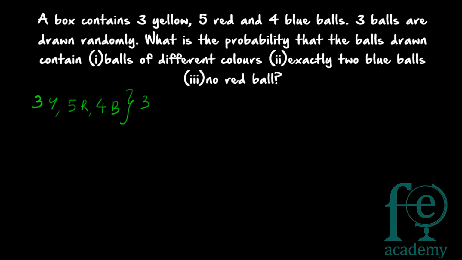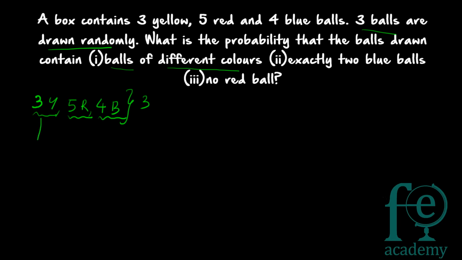So what is the first one? We have to get balls of different colors. So here 3 balls are drawn randomly, or 3 balls are drawn at a time. So here it is a selection of 3 objects. So whenever selection comes, it is a case of combination. So you are going to apply combination to probability. So you have to select 3 balls and all the 3 balls should be of different colors. So one ball should be yellow, one ball should be red and one ball should be blue.